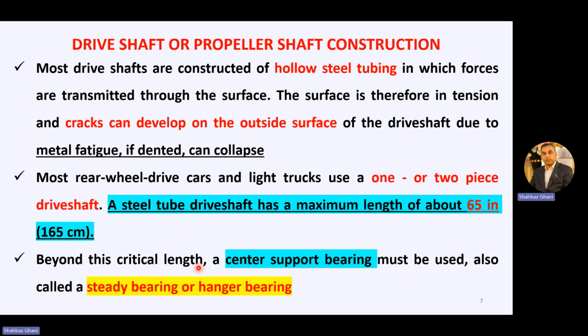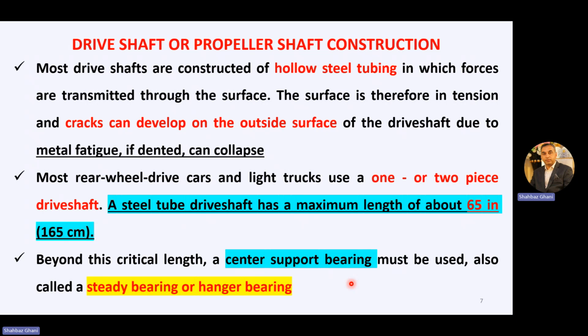Beyond this critical length, a center support bearing must be used, also called a steady bearing or hanger bearing. Why is this length critical? If we increase this length, because it is moving at a high RPM, it will have a buckling effect. So beyond this critical length, a center support bearing must be used, also called a steady bearing or hanger bearing.